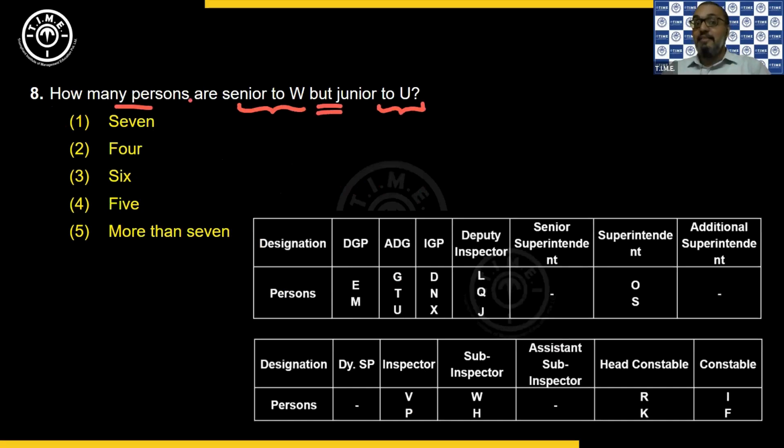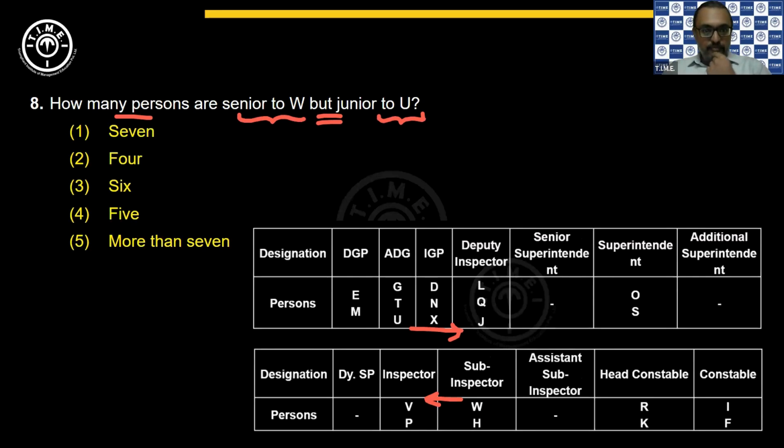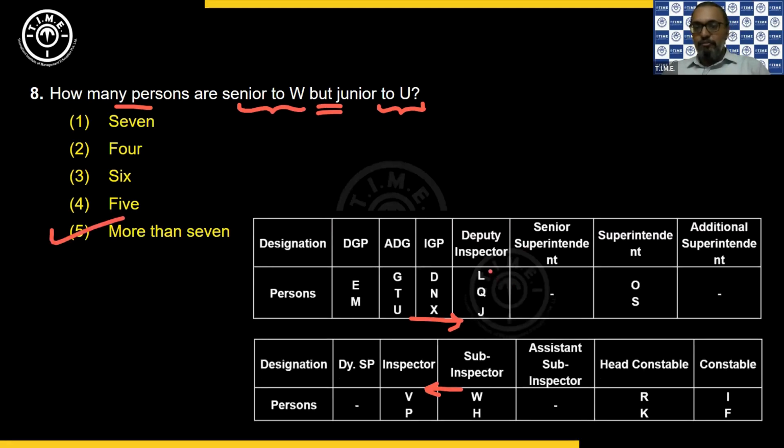Okay. Persons, he says. Okay. Check and tell me. How many are senior to W means to the left side of W according to the given arrangement and to the right side of U. How many persons you find? Option 5. Yes. Option 5 is the right answer. More than 7. Correct. Because total you have 10. You have 3 plus 3, 6 plus 2, 8 and plus 2, 10. Yes. Correct. More than 7.